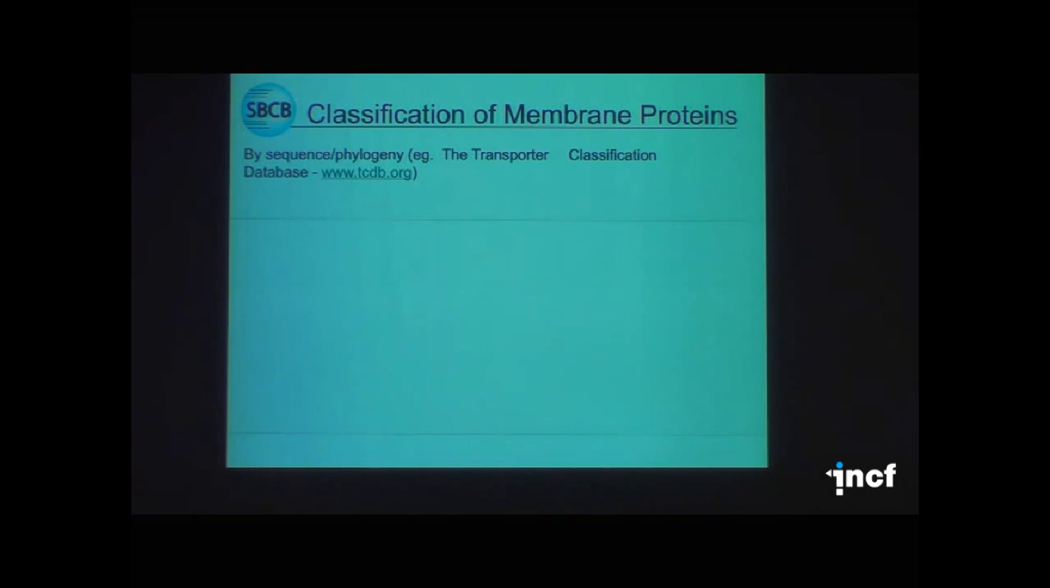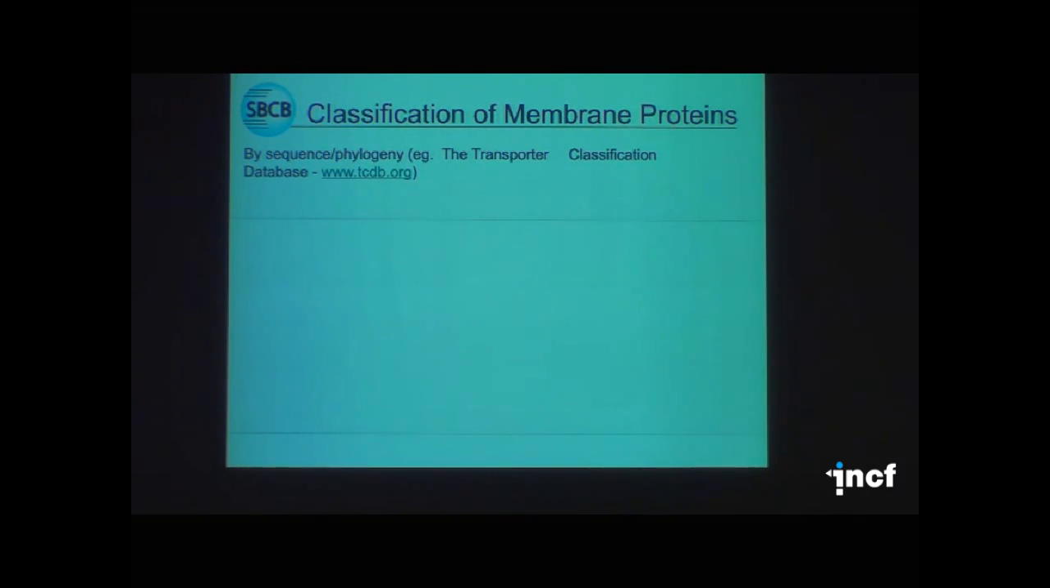You can simply look at the sequence and look at the phylogeny, and there are a variety of databases that try to do that. An example of that is this transporter classification database. That, however, is a little bit prone to some errors because we simply don't know enough about the structure at this stage to make very good statements about whether they're in the same class or not.